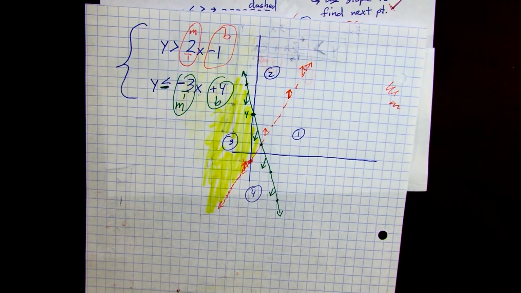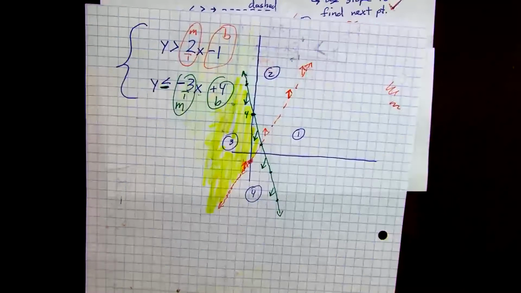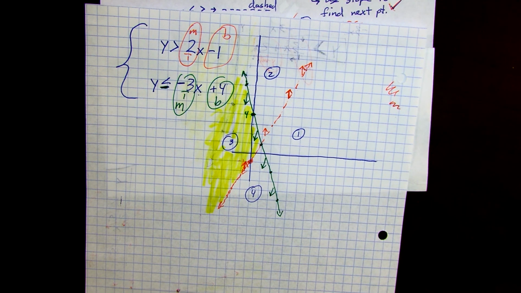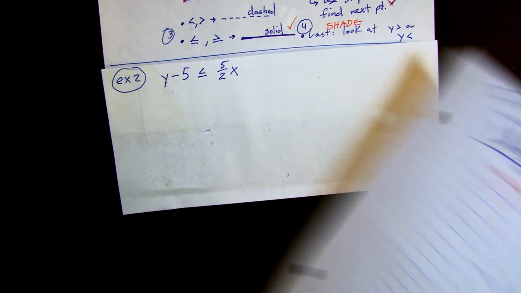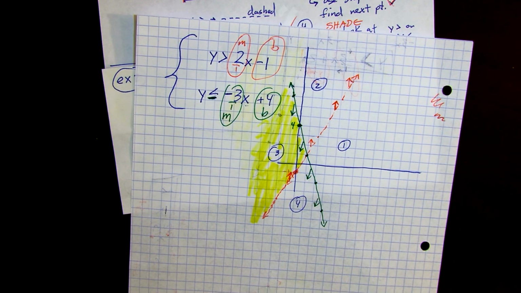Yeah? Yeah? Okay, anybody want to see one more? Anybody? Because it's the same process as we did on the front of the page when we had one function. The only thing different is now we got to just overlap them, shade where we overlap. Okay?